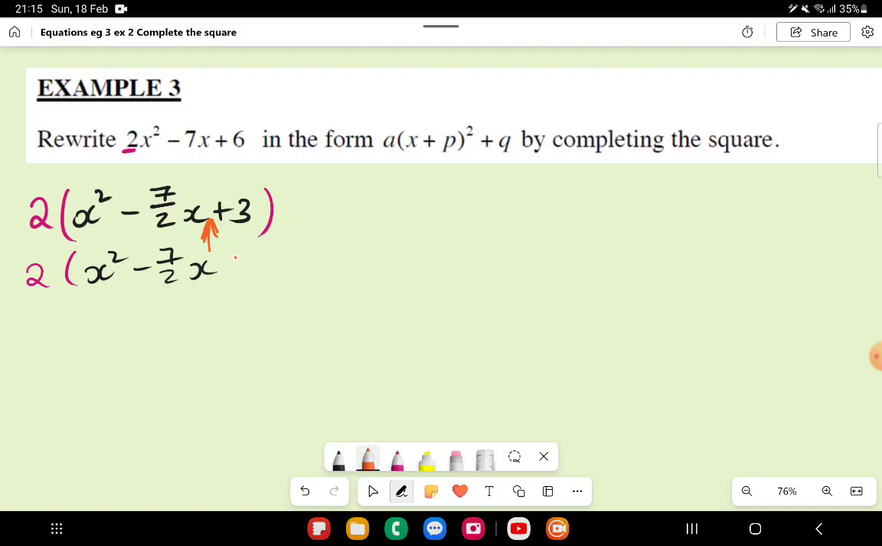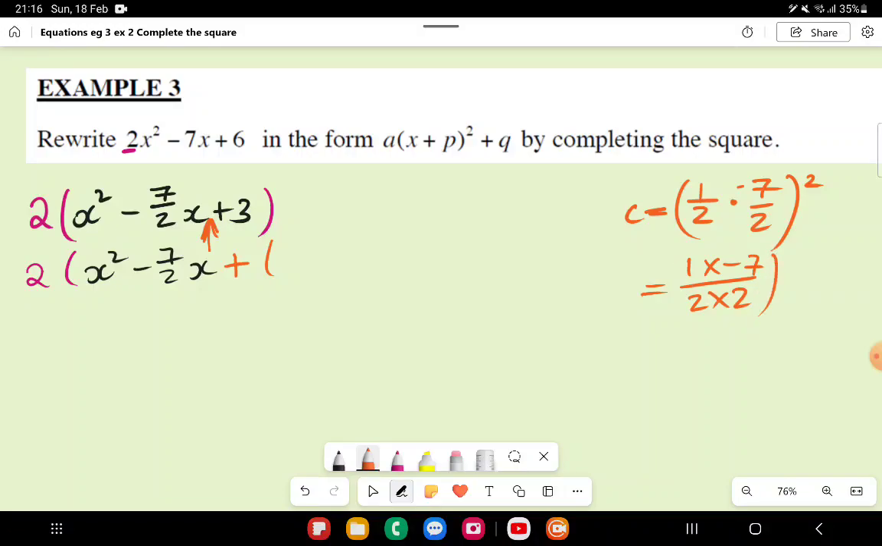And now we need to add and subtract c. But now b is a fraction. So let's see if we can calculate c. C is going to be equal to a half of b, which is negative 7 over 2, squared. So I can't cancel anything, so now I need to multiply. And the way I multiply is I'm going to multiply the top with top. I'm going to say 1 times negative 7 over 2 times 2. And I'm going to square everything. So that ends up being negative 7 over 4.